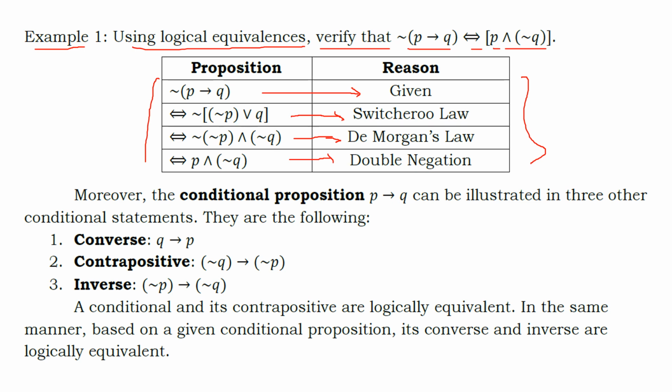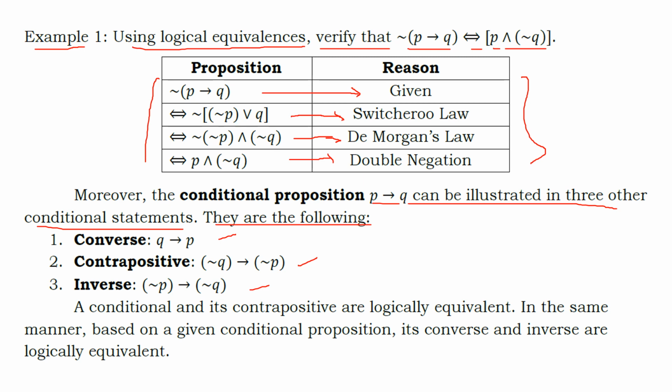Moreover, the conditional proposition P then Q can be illustrated in three other conditional statements. They are the following: first is your converse, contrapositive, and inverse. So conditional statements make appearances everywhere. We can say in mathematics or elsewhere, it doesn't take long to run into something of the form if P then Q.